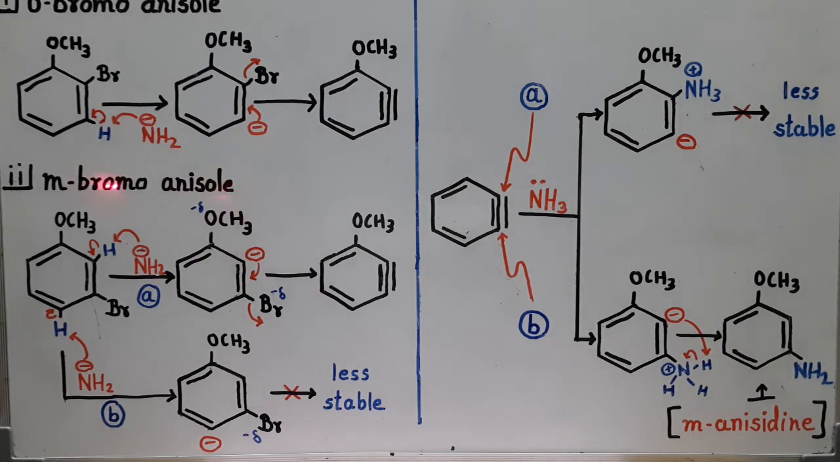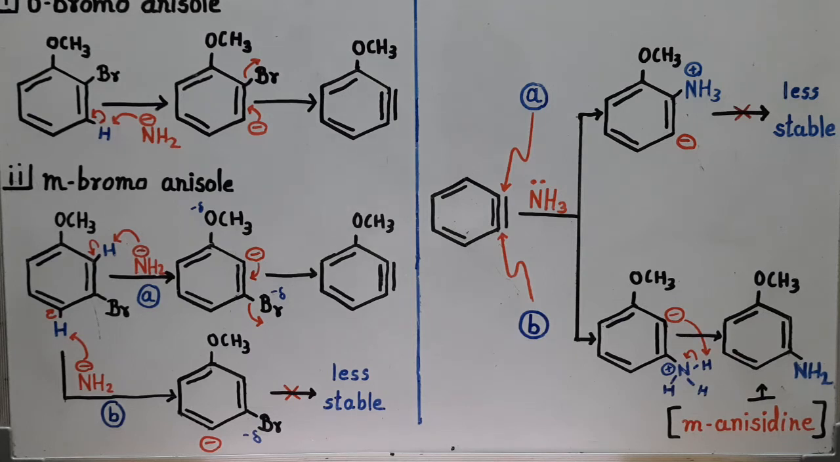Now in metabromoanisole, there are two ortho protons available, so there are two possible paths to carry out the elimination. But in path A, carbanion is stabilized by -I effect of both bromide and methoxy group, while in path B, it is only stabilized by the -I effect of bromide. Therefore, carbanion generated by path A is more stable and the reaction will be carried out through the same path to give the intermediate benzyne.